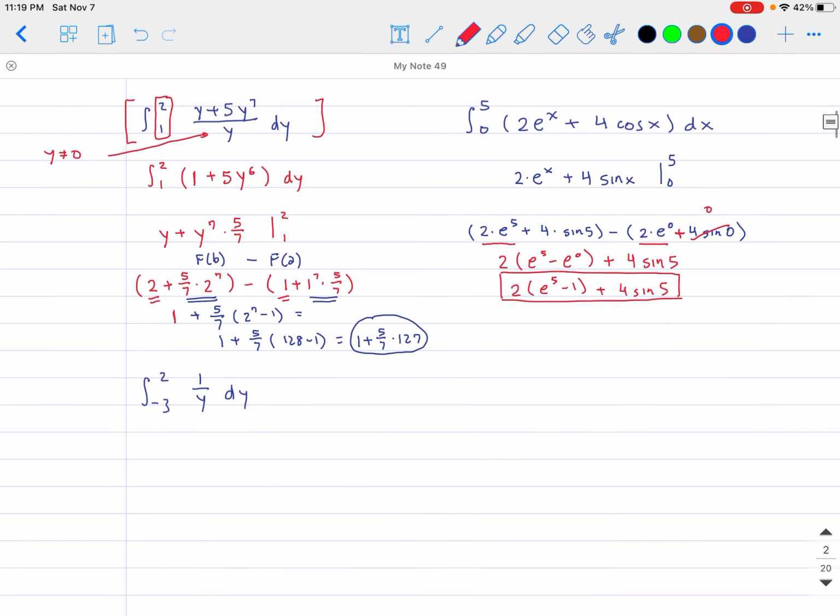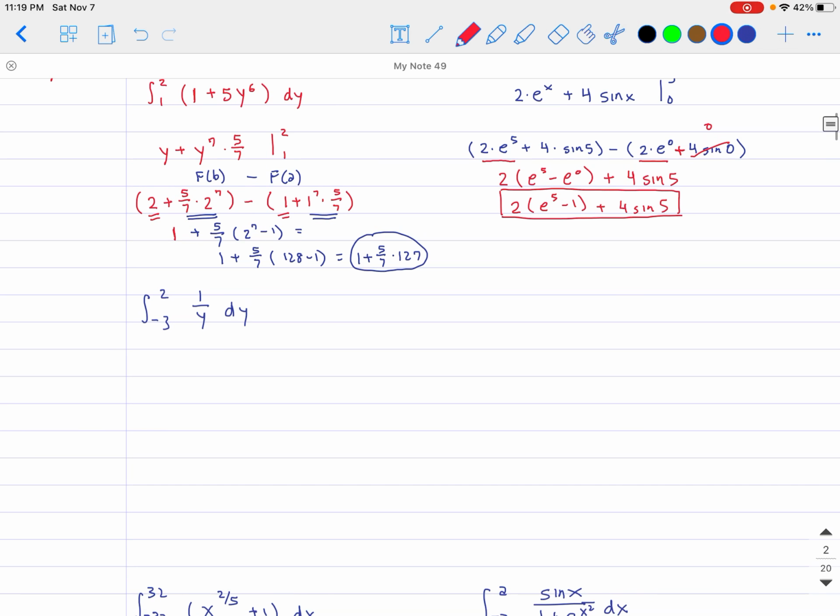All right. Now, let's look at this next one over here. I want to solve for the area under the curve from -3 to 2 of 1 over y. Now, this is where it gets dangerous because if you remember what I said earlier, in this case, I cannot actually solve for this. The reason is, if you graph out what 1 over y looks like, it's going to look like this right here. I'm asking you to solve for the area under the curve from -3 to 2.